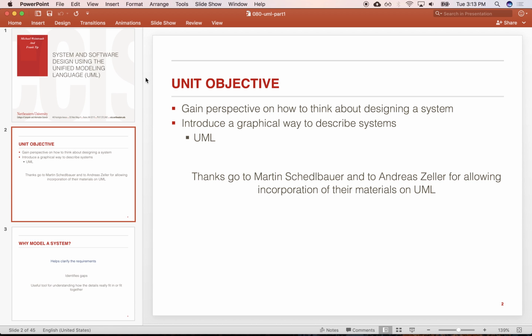So what UML introduces is the visual language that we can use to capture and document these ideas at a higher level, at different levels of abstraction. Okay.